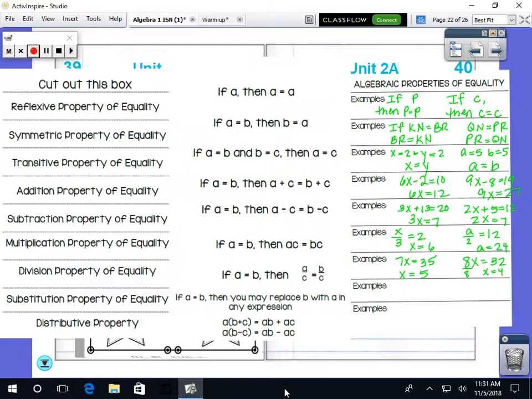Are y'all starting to kind of get it? I can't really see that far, but it looks like it, though. Okay.